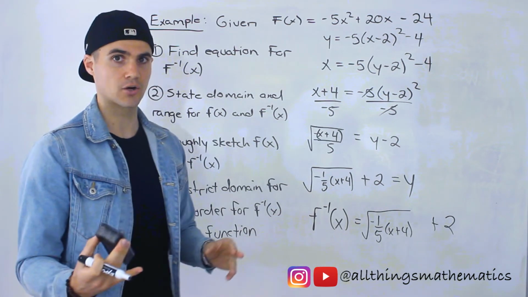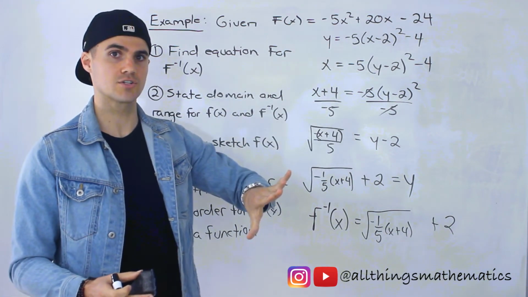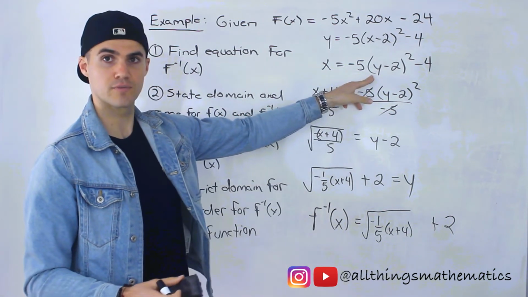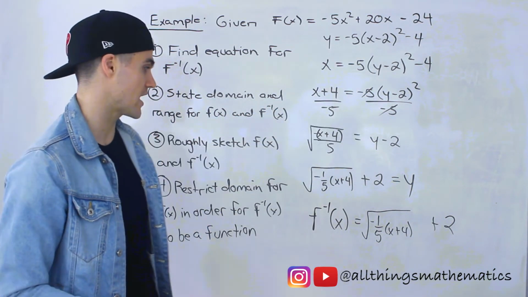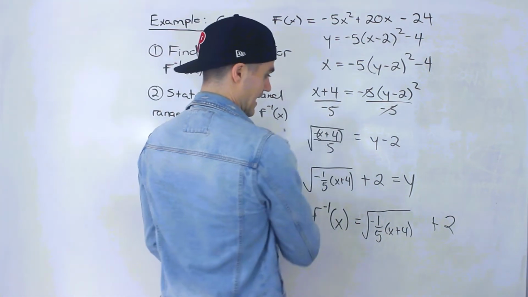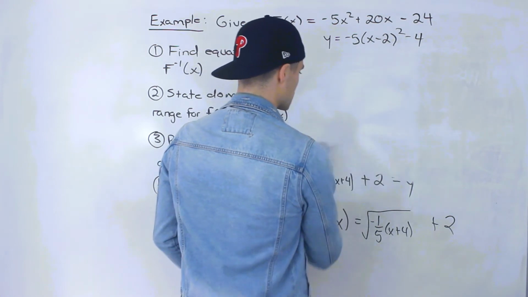But the point I wanted to get across is that if you're dealing with a quadratic and you have to get the equation of the inverse, you've got to make sure the quadratic is always in vertex form. And then you can isolate for that y after you interchange the x and y. Right? So that's the answer for number 1.